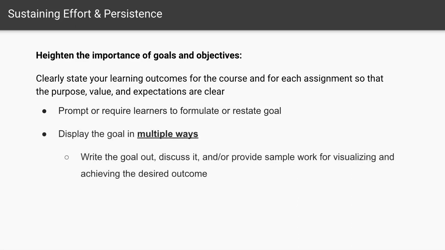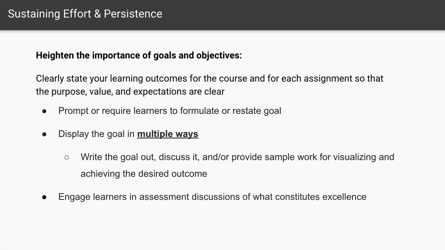Additionally, you can display the goal in multiple ways. So you would want to write it out again in your Blackboard course or syllabus. You can discuss it with the students in a class meeting or in a video. And then you can provide some sample work for students so that they can understand what the desired outcome should look like. You can also engage learners in assessment discussions about what constitutes excellence so that they are aware of your expectations and that the goal and the means of getting to that goal are clear for the students.